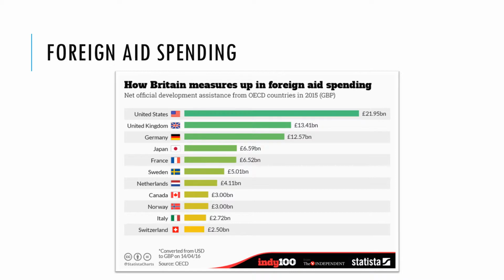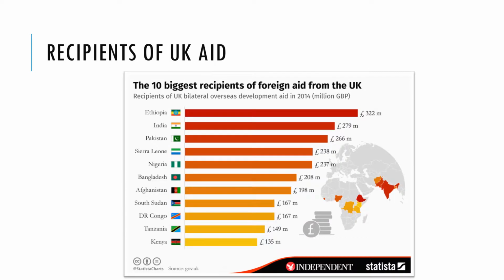We mentioned earlier the biggest countries in terms of giving aid. We could say USA, UK, Germany, Japan, and France, but also other countries like Sweden, Netherlands, Canada, Norway, Italy, and Switzerland. Of course, this is not per capita, this is just in total. Where does this money go to? Well, for example, these are the 10 biggest recipients of foreign aid from the UK.